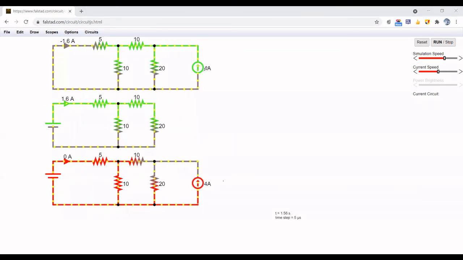It can be seen from the simulation that while considering only the current source of 4 ampere, the current that we measure, I1, is found to be minus 1.6 ampere. And while using the voltage source alone, the current measured, labeled as I2, is 1.6 ampere.